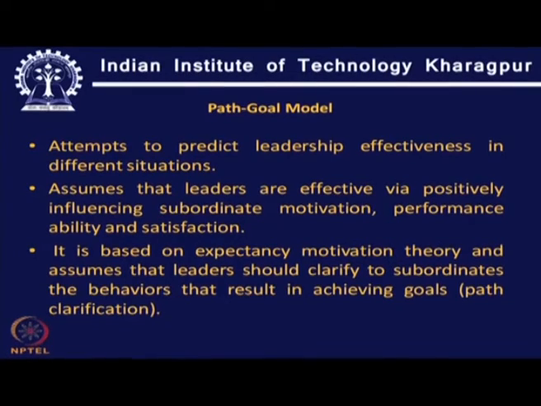When you are talking of the path goal model, it attempts to predict leadership effectiveness in different situations. It is stated that leaders are effective by positively influencing subordinate motivation, performance ability and satisfaction. So, it is based on the expectancy model of motivation theory and assumes that leaders should clarify to the subordinates the behaviors that result in achieving their goals. That is why this is called the path goal theory. The leader has to tell the goal and show them the path that leads to that goal.